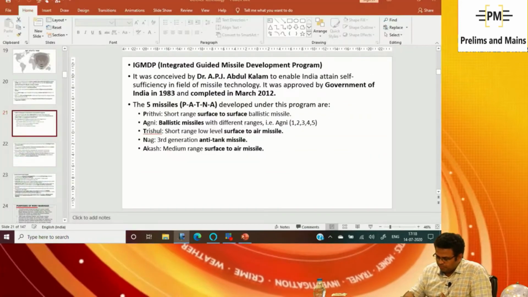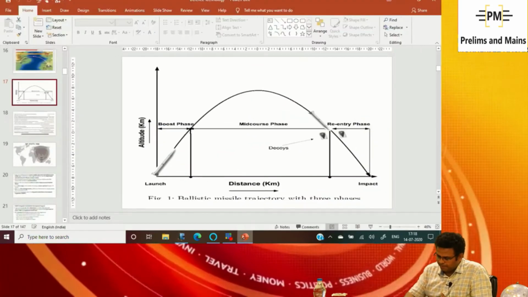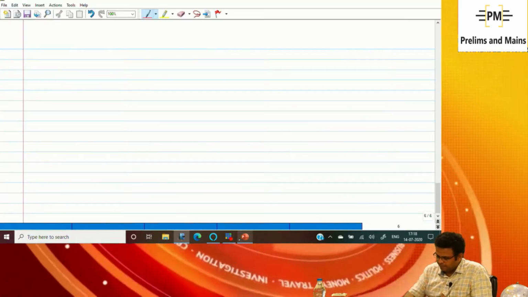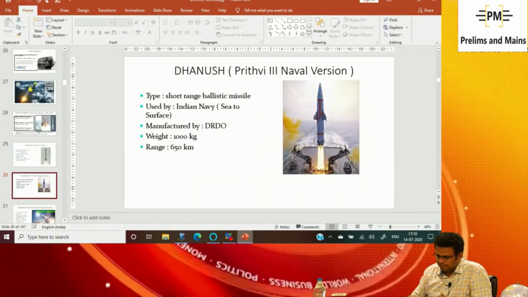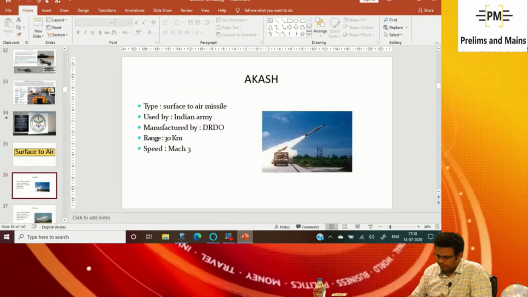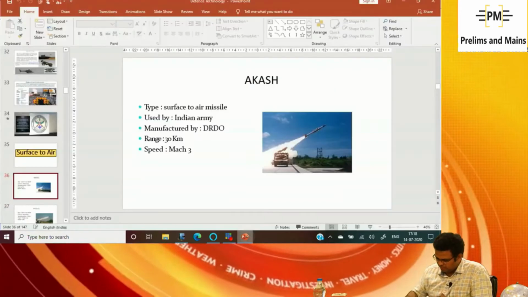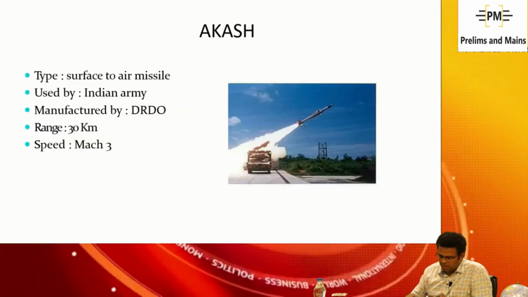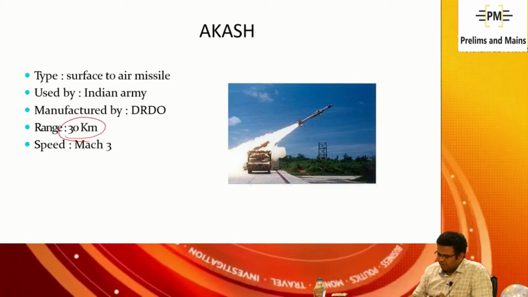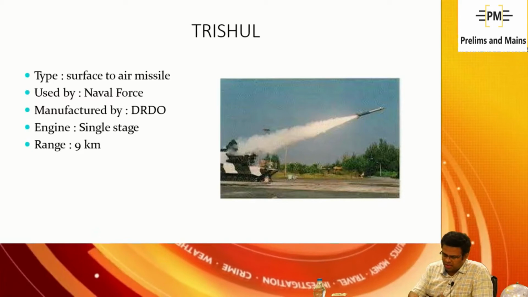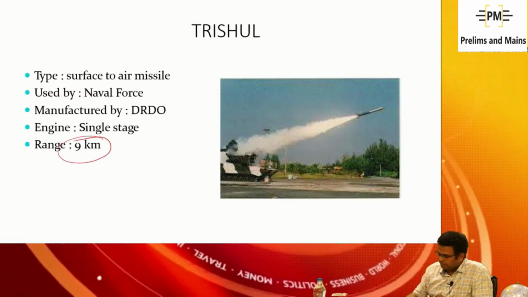So you can see the Akash missile is of 30 kilometer range, and the Trishul missile is of 9 kilometer range. Understood it?